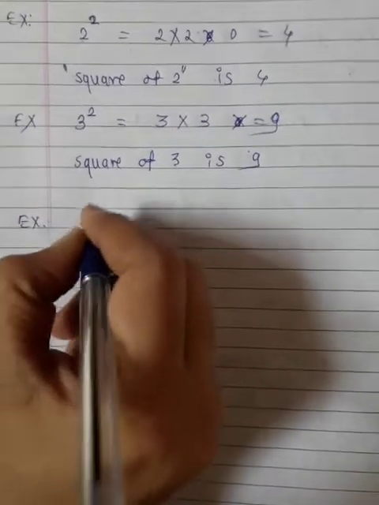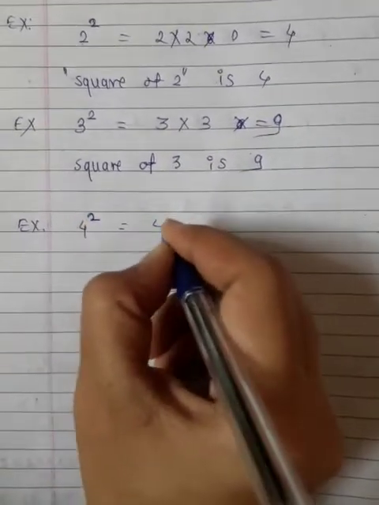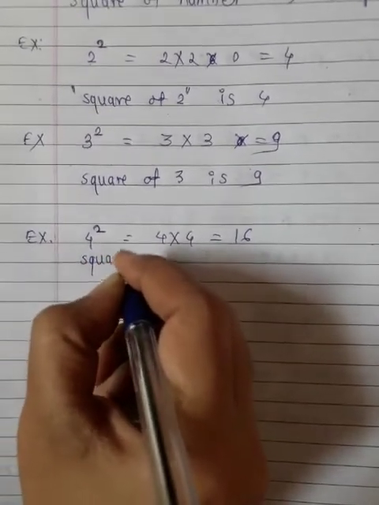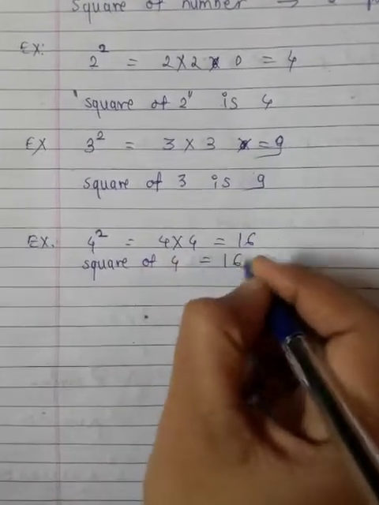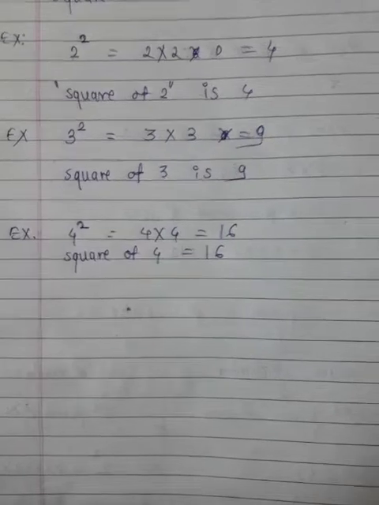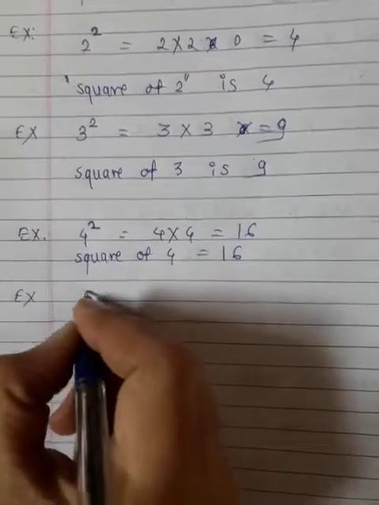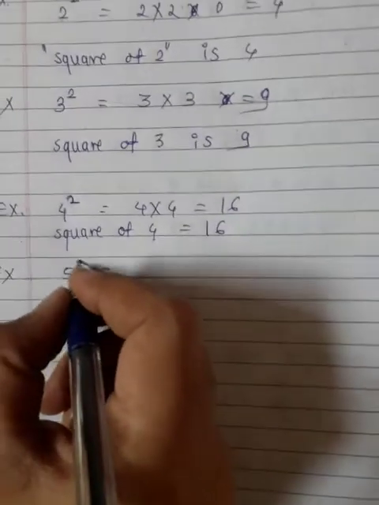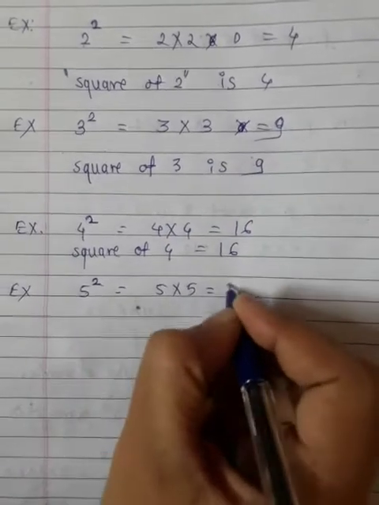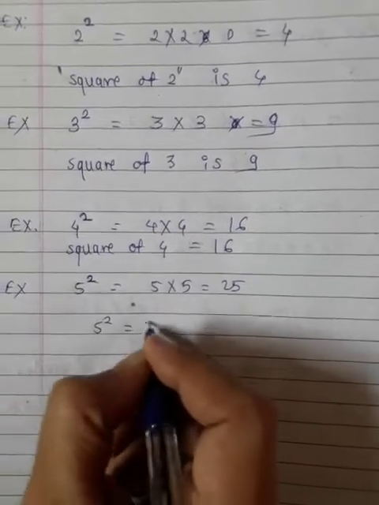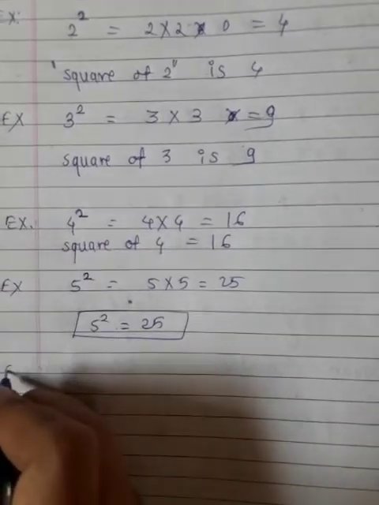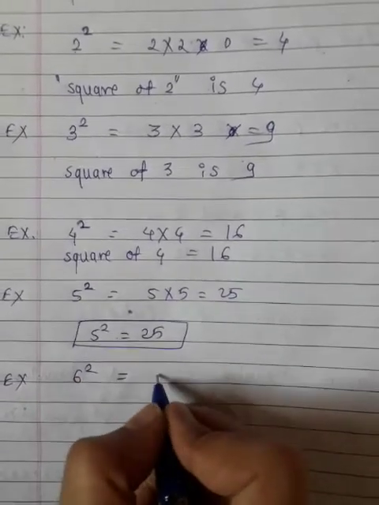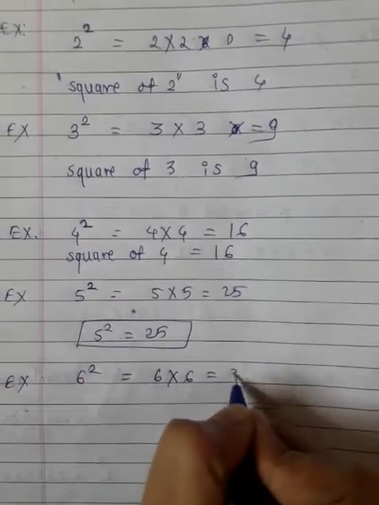Next, the second power of 4 means 4 multiplied by 4 gives you 16. So the second power of 4 means the square of 4, and the square of 4 is 16. You can also find the square of 5, or read it as 5 square. The square of 5 is 5 multiplied by 5, that is 25. Square of 6 is 6 multiplied by 6, that is 36.